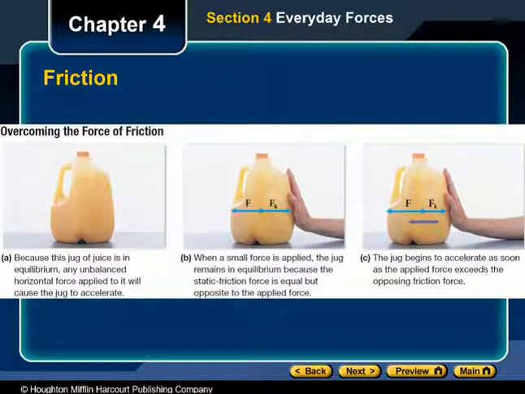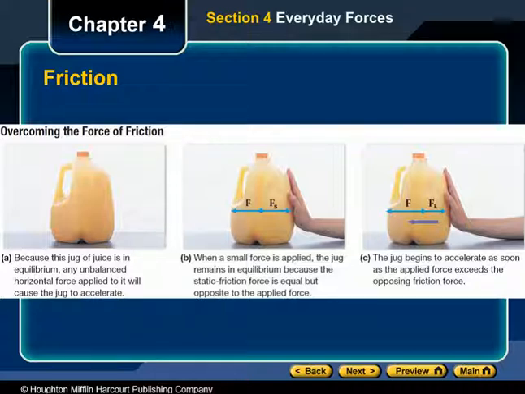Kinetic friction is less than static friction. When the applied force on the jug exceeds F sub S max, the jug begins to move with an acceleration to the left, as is shown in figure C on the screen here. A frictional force is still acting on the jug as the jug moves, but the force is actually less than F sub S max. The retarding frictional force of an object in motion is called the force of kinetic friction, F sub K.